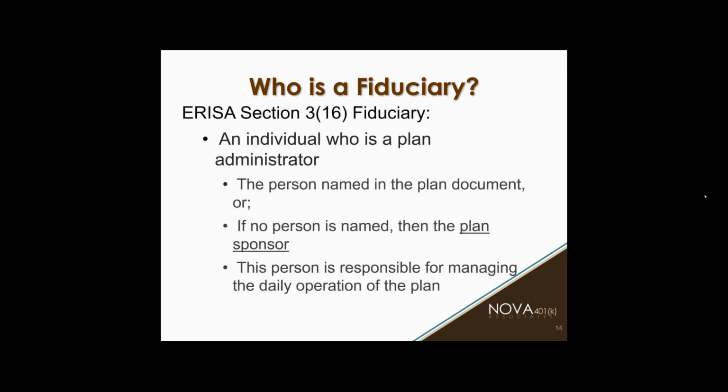So again, specifically the 316 fiduciary is the administrator of the plan. They're not usually named in the document, and so when they're not named in the document, then the person who's responsible for managing the daily operations of the plan is that person, or it might be a team of people. But since there's no one named, it's whoever that task has been assigned to.